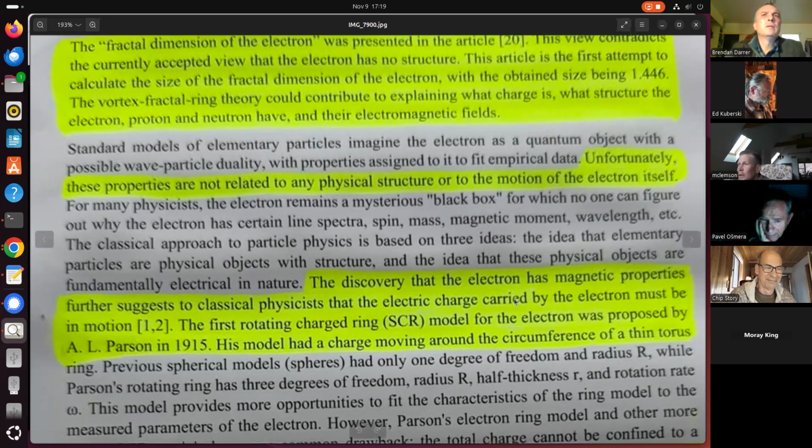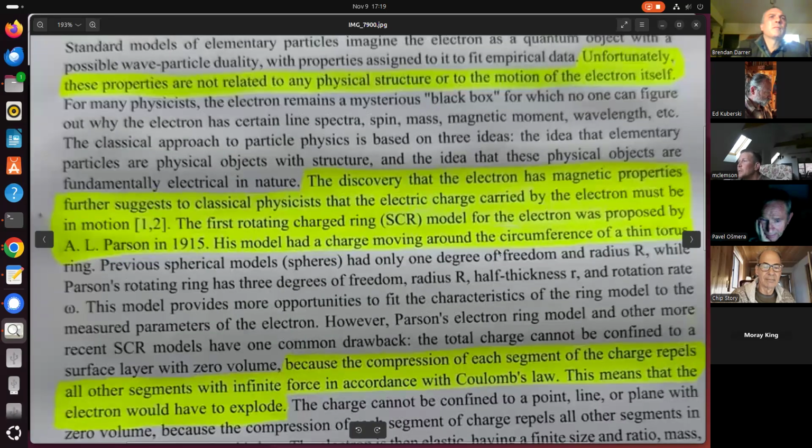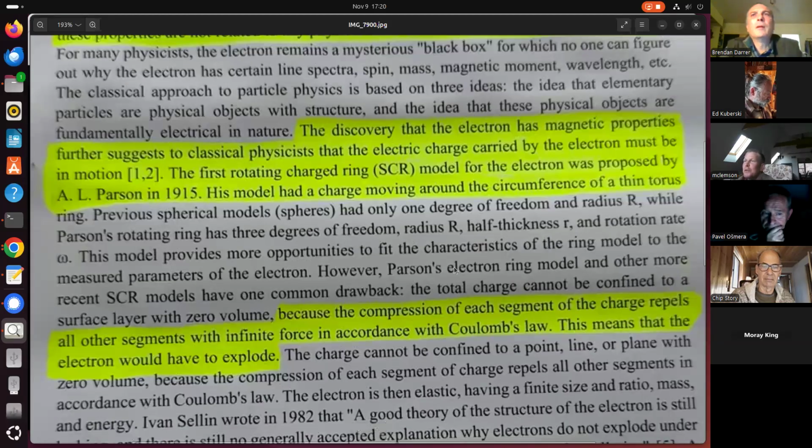For many physicists, the electron remains a mysterious black box, for no one can figure out why the electron has certain line spectra, spin, mass, magnetic moment, wavelength, etc. The classical approach to particle physics is based on three ideas. The idea that elementary particles are physical objects with structure, and the idea that these physical objects are fundamentally electrical in nature. It's only two ideas. The discovery that the electron has magnetic properties further suggests to classical physicists that the electric charge carried by the electron must be in motion.